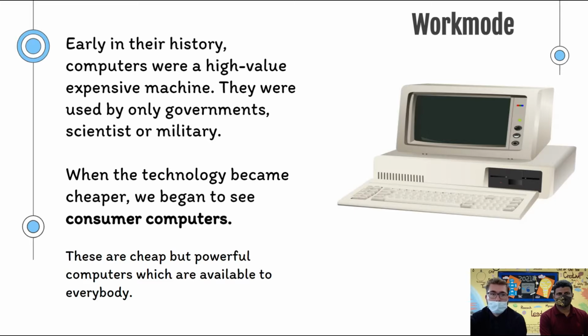Early in their history, computers were a high-value, expensive machine. They were used only by government, scientists, or military. When technology became cheaper, we began to see consumer computers. These are cheap but powerful computers which are available to everybody. Before, it was only government and army. And now everybody has a phone and can do whatever we want with it.